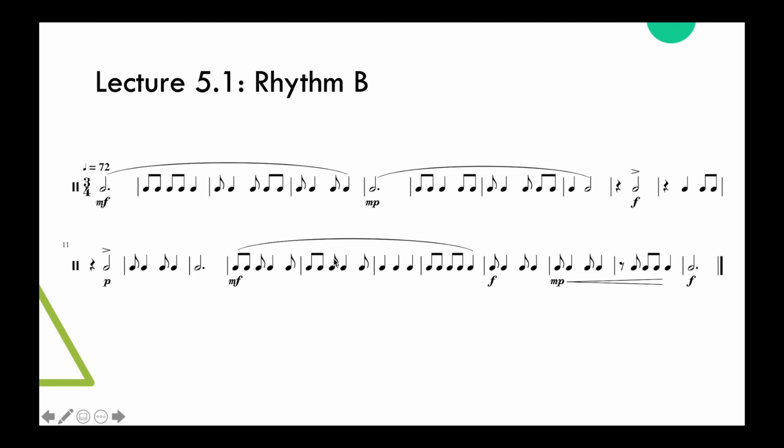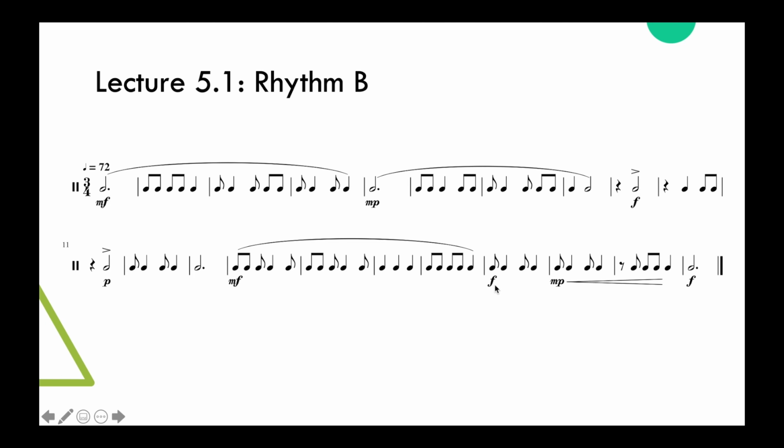And then the same thing happens in the next measure. First beat is 2 eighth notes, and the next 2 beats are a syncopation. This measure here, the first 2 beats are 2 quarter notes, and the third beat is a quarter note. Next measure, first 2 beats are 2 quarter notes plus 2 eighth notes plus 2 eighth notes, and the third beat is a quarter note.